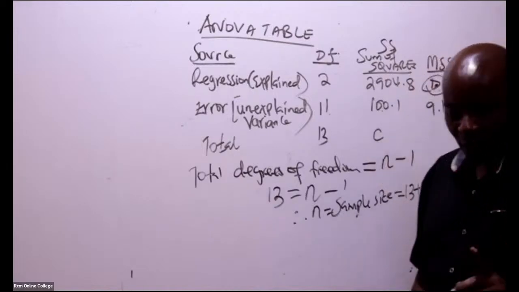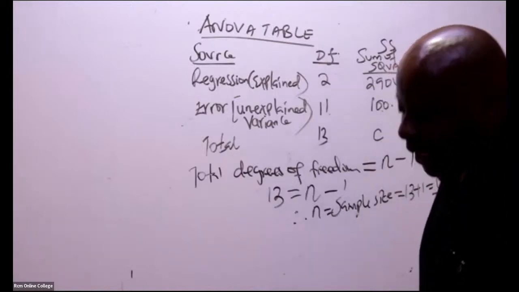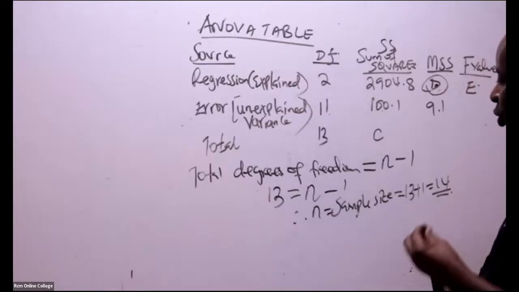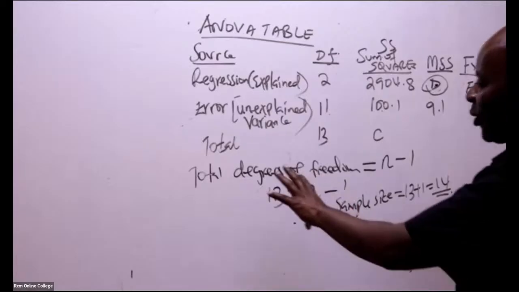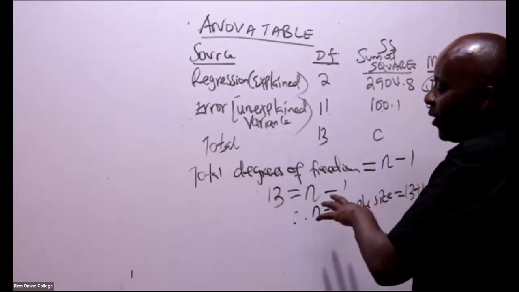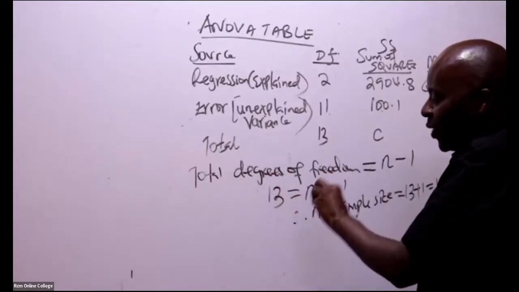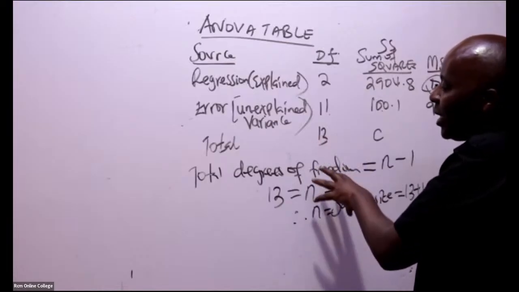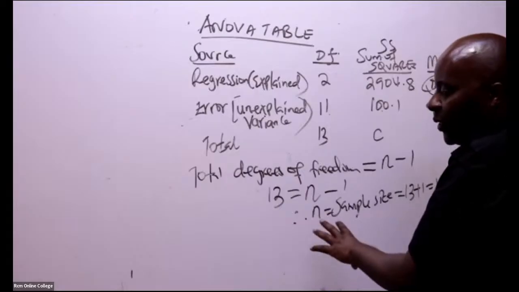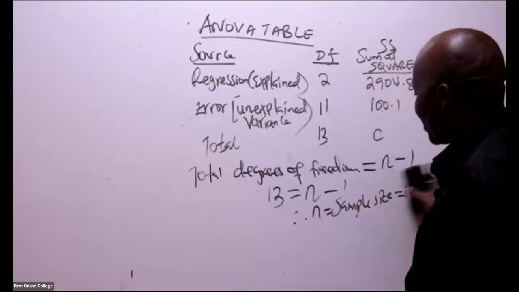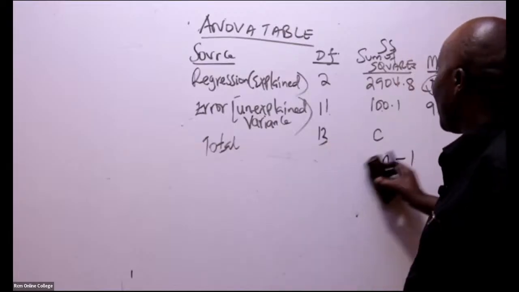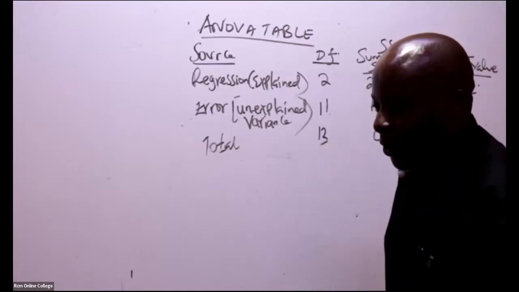The other one is what we call the error degrees of freedom. Error degrees of freedom. Here they have given us the degrees of freedom, and we have ended up getting, in this case, the sample size, which is very good. Our sample size is 14. Now from there, we have the error degrees of freedom.